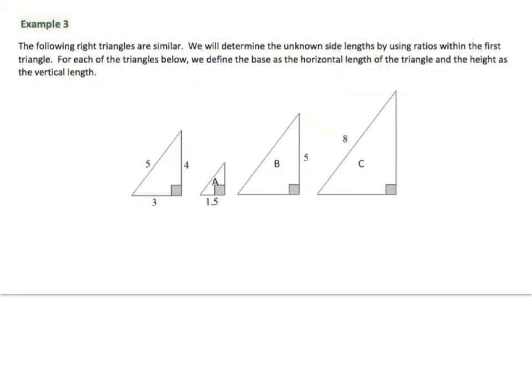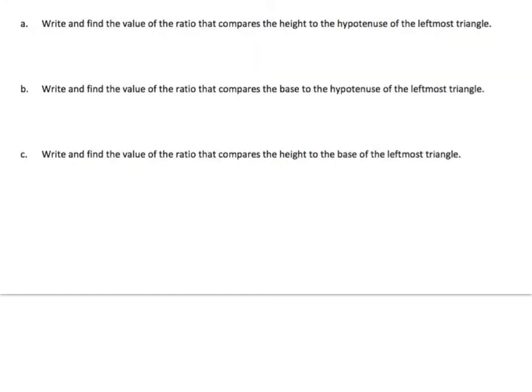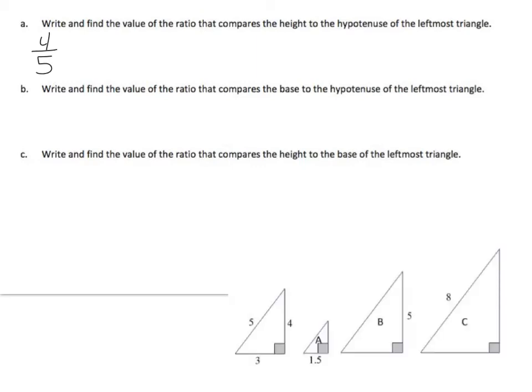The following right triangles are similar. We will determine the unknown side lengths by using ratios within the first triangle. For each of the triangles below, we define the base as the horizontal length of the triangle and the height as the vertical length. Now there's a bunch of questions, so I'm going to go ahead to the next slide to answer some questions. So first of all, it says write and find the value of the ratio that compares the height to the hypotenuse of the leftmost triangle. That gives me 4 over 5, which is 0.8.